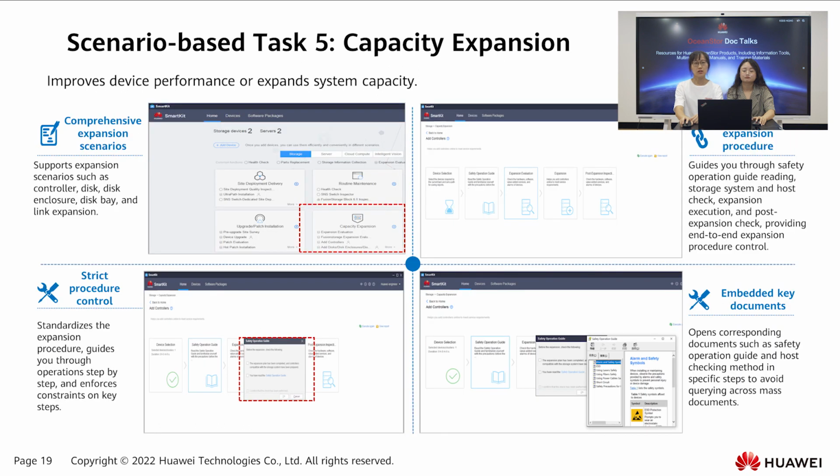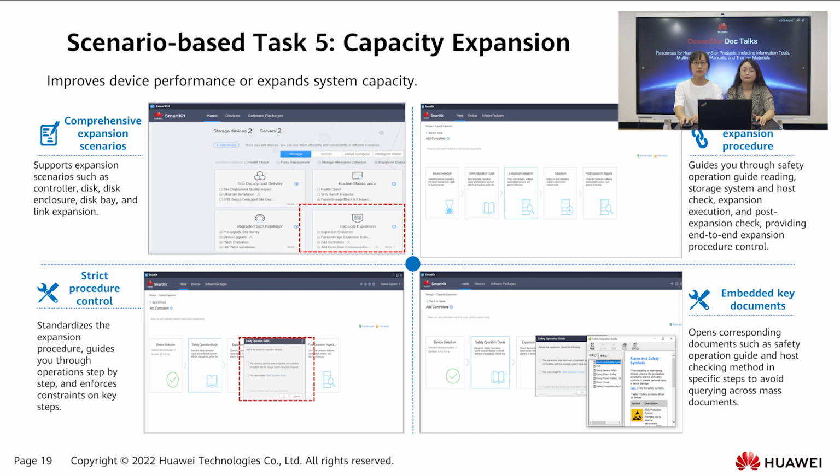Next, let's talk about capacity expansion. Here, we focus on hardware capacity expansion. There are 2 types of capacity expansion. One is scale-out, which refers to controller expansion. The other is the scale-up mode, which means vertical expansion, covering adding disks, disk enclosures, and disk bases.